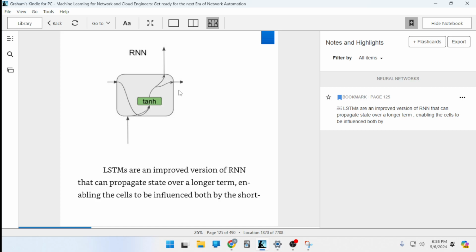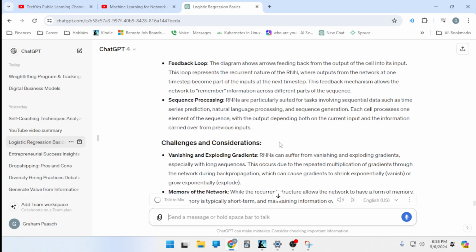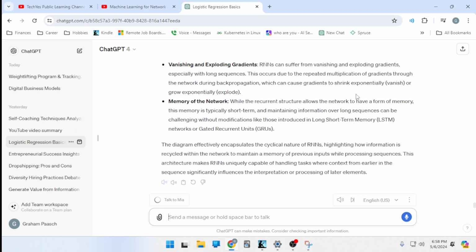Challenges and considerations. Vanishing and exploding gradients. RNNs can suffer from vanishing and exploding gradients, especially with long sequences. This occurs due to the repeated multiplication of gradients through the network during backpropagation, which can cause gradients to shrink exponentially, vanish, or grow exponentially, explode. Memory of the network. While the recurrent structure allows the network to have a form of memory, this memory is typically short-term, and maintaining information over long sequences can be challenging without modifications like those introduced in long short-term memory, LSTM, networks or gated recurrent units, GRUs.